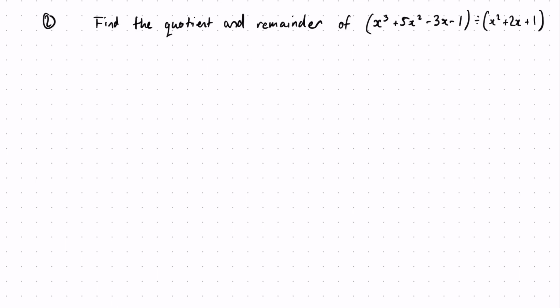Have a go at this question here. Number 2. Find the quotient and remainder of x cubed plus 5x squared minus 3x minus 1 divided by x squared plus 2x plus 1. So this time we want the quotient and remainder. It's slightly different because our divisor has an x squared term in. Hopefully you can work out what you need to do. It's nothing different in terms of the actual mathematics needed. So I'll give a solution in a second. So just pause the video and I'll be right back.